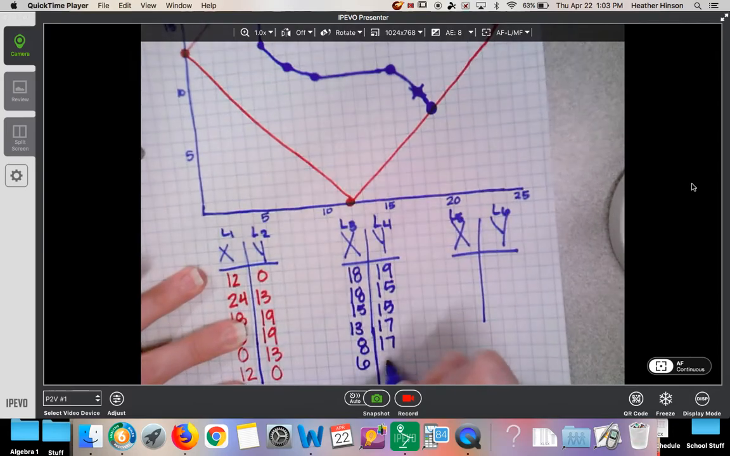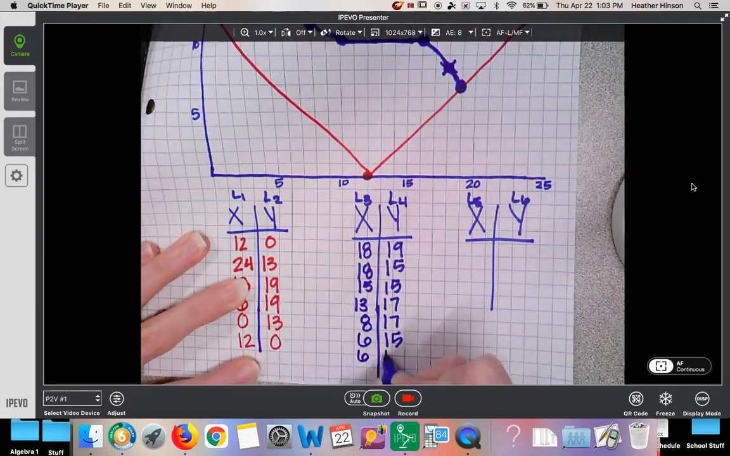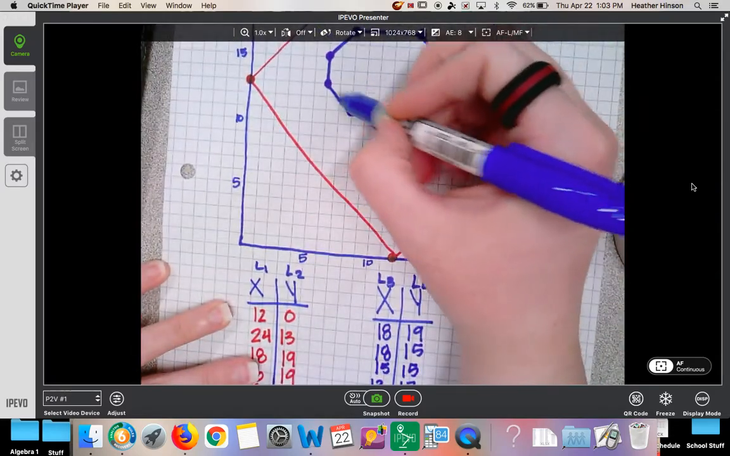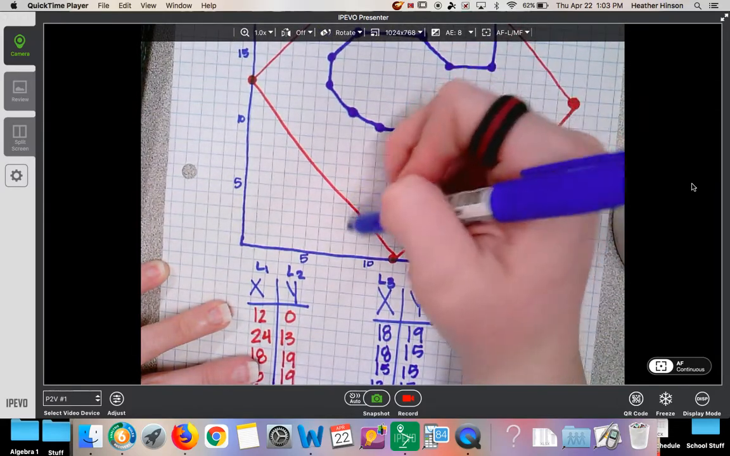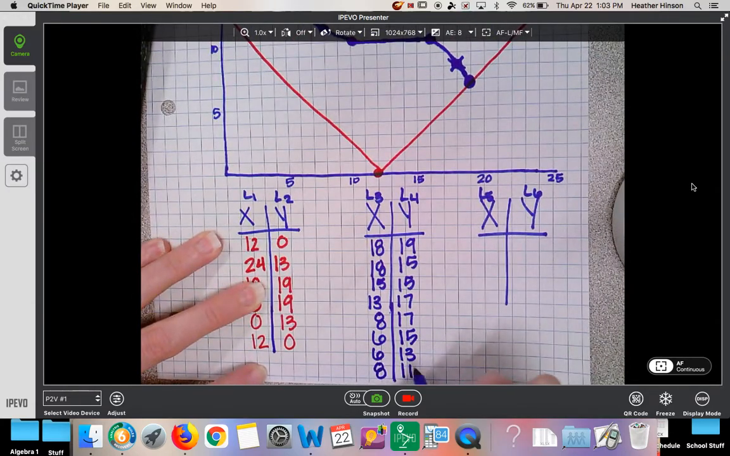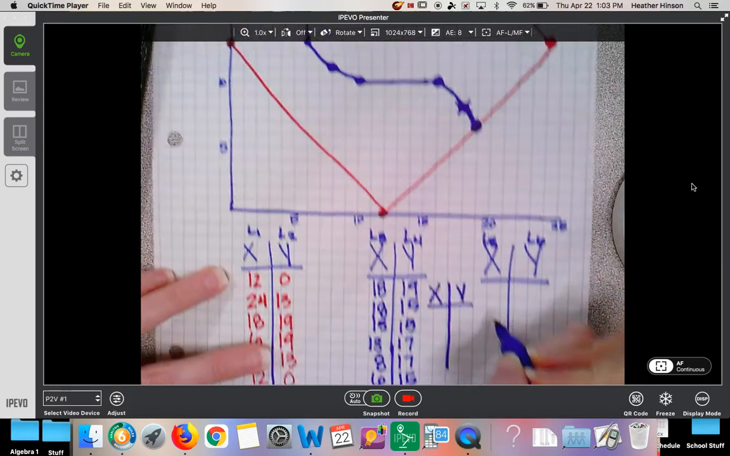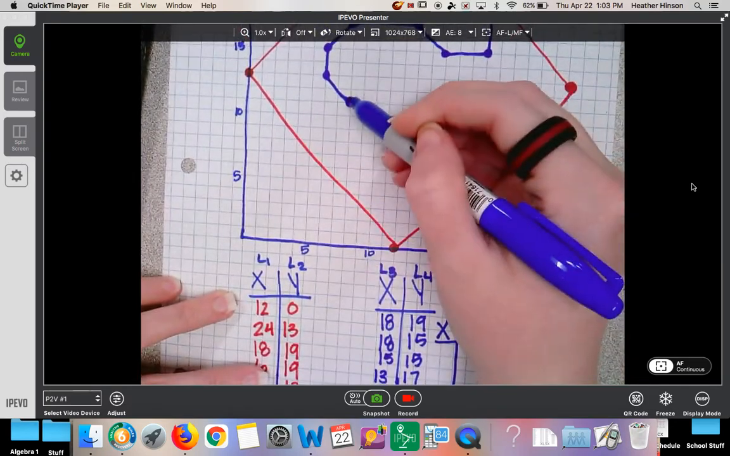6, 15. 6, 13. All that. 8, 11. And if you run out of space right here, it's okay. You can just make another part of your table. So see, that was 8, 11.